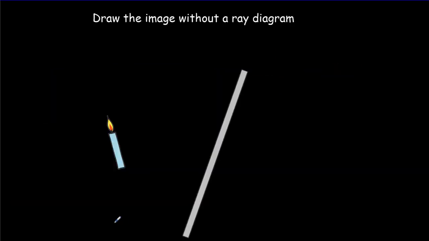Now, if we want to draw an image of an object in a mirror, we don't have to go through this complicated ray diagram. We can just use this very simple idea that any point on the image will be located behind the mirror the same perpendicular distance as the object point was from the mirror. So if we call this distance D here, then we've got to draw something exactly the same distance here, perpendicular from the mirror, and that will locate the image point.